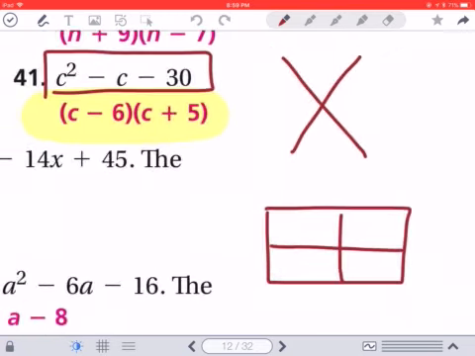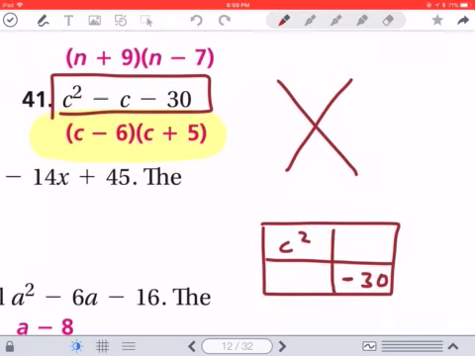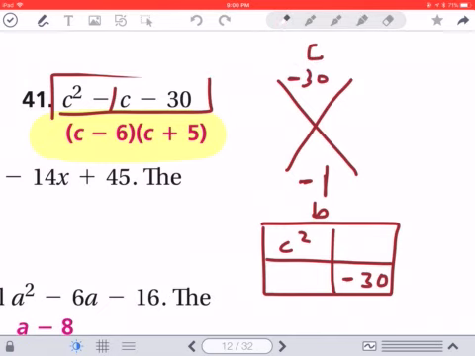But I know that this is going to be c squared here, and I know this is going to be a negative 30. And if I use the x method, this is going to be negative 30, and this is going to be a negative 1. Remember, up here we put our last term, which is c, and we put our middle term here, which is b. If you forget where I'm getting those from, let's write it right above it. A standard form for a quadratic equation is ax squared plus bx plus c.